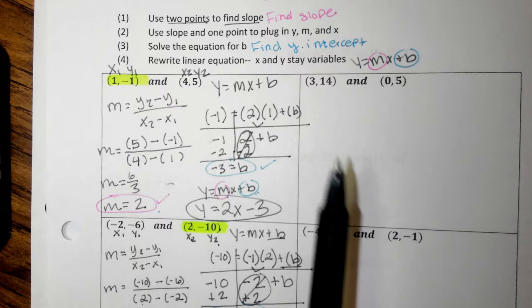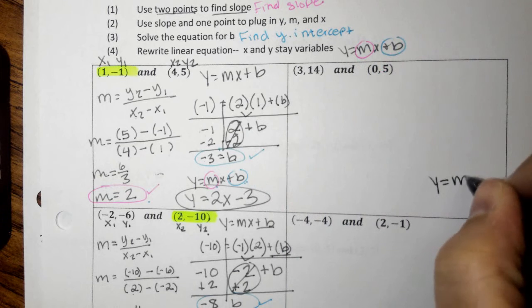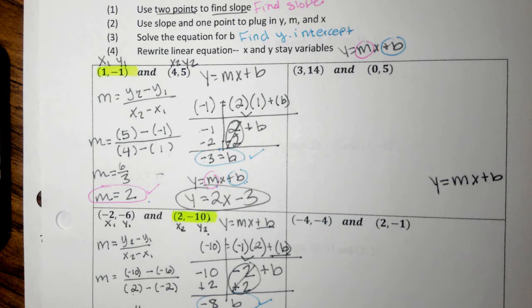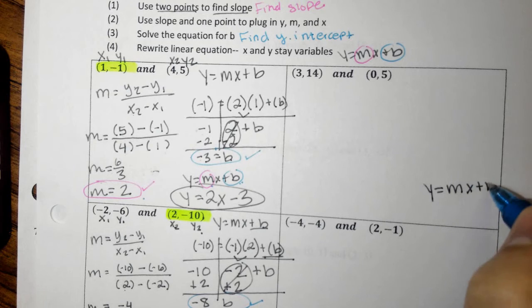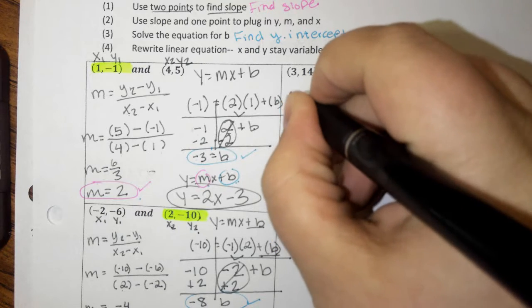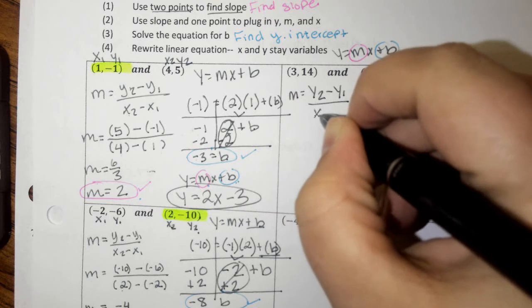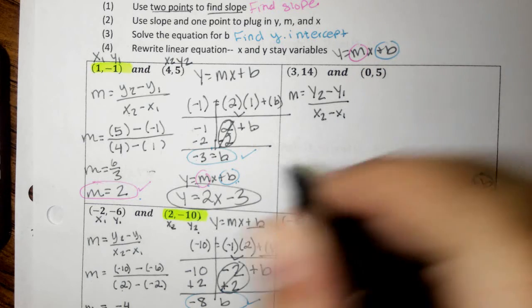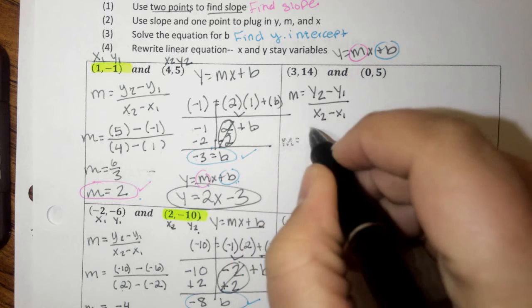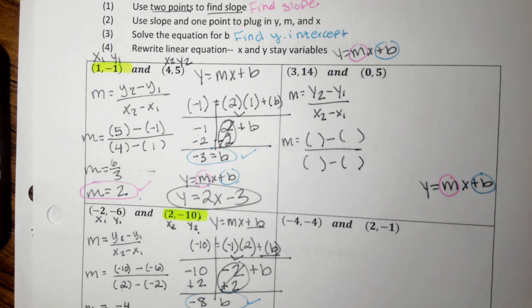Looking at the second column, the top example, our goal is to write y equals mx plus b. We want to replace the y-intercept with a number and the slope with a number. I don't know either of those yet, but I do know how to find the slope. To find the slope with ordered pairs, I use the slope formula, y2 minus y1 over x2 minus x1. I'm going to replace everything that I can find using parentheses. I'm not replacing m with parentheses because I'm trying to solve for it.